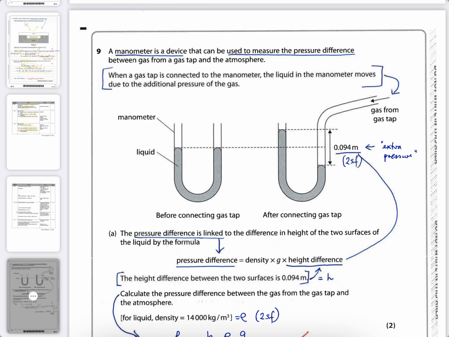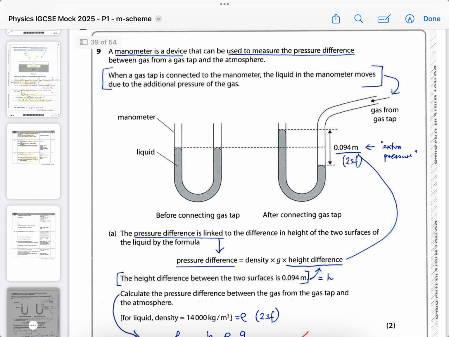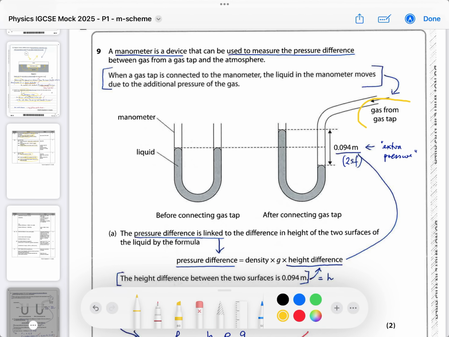A manometer is a device that can be used to measure the pressure difference between gas from a gas tap. So gas from a gas tap. So the pressure here, and the atmosphere. So this bit is open to the atmosphere.